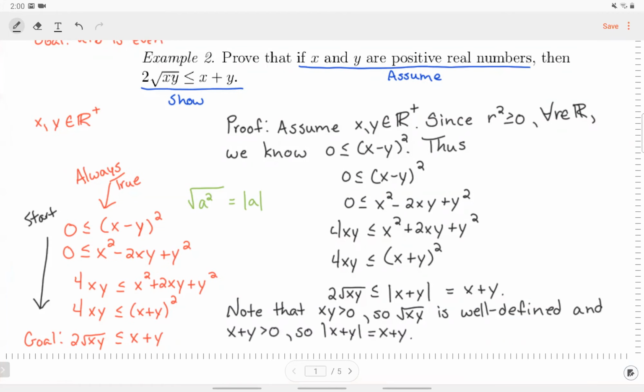Now we're done. We've shown what we need to know. So thus, 2 square root of xy is less than or equal to x plus y. And box. All right. Any questions on that one?